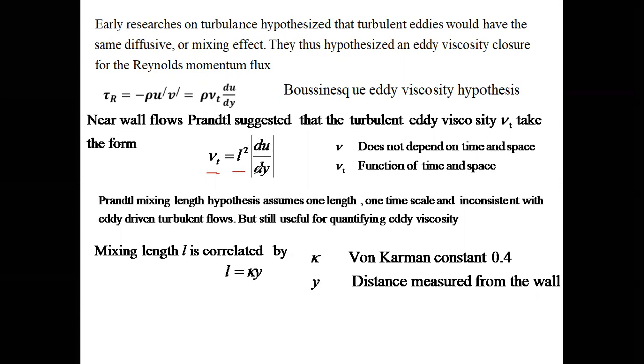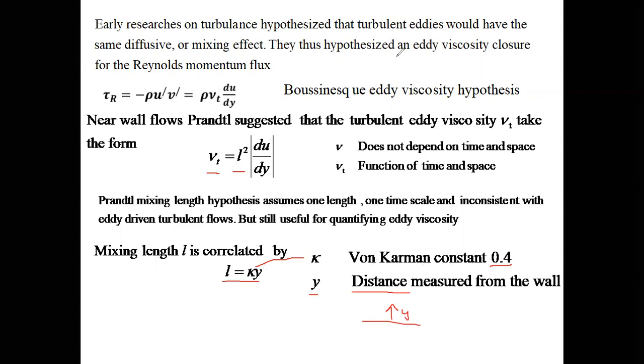Okay. Then, from experiment, we can see that this mixing length L is equal to k times y. This k is called the von Karman constant. Usually that value is 0.4. And y is the distance to the given point, measured from the pipe wall.